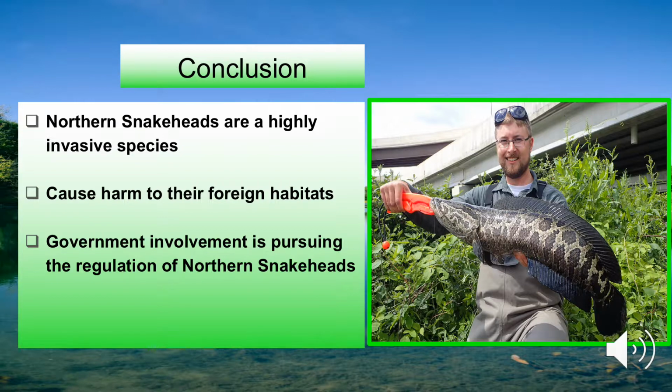In conclusion, northern snakeheads are a highly invasive species because of their rapid breeding, no natural predator, voracious appetite, and ability to wallow their way between separate bodies of water, which increases their habitat range. Because of their adaptations, they are causing harm to their foreign habitats by outcompeting the native species. Because of their adverse effect, the government has involved the USGS and U.S. Fish and Wildlife Services to help control the population of northern snakeheads.